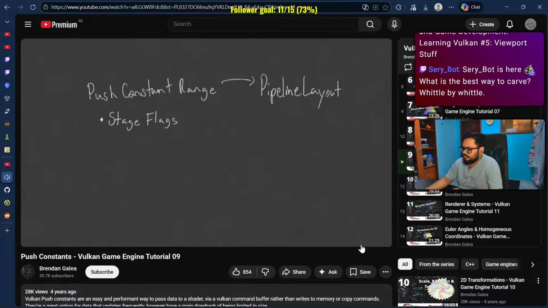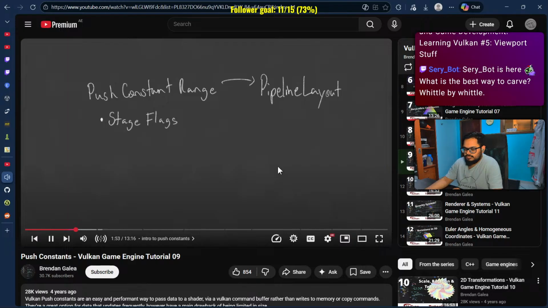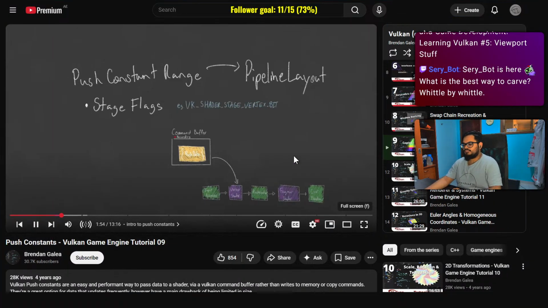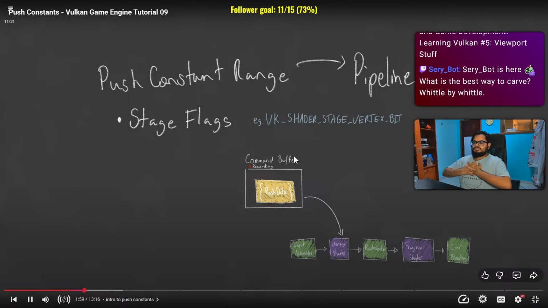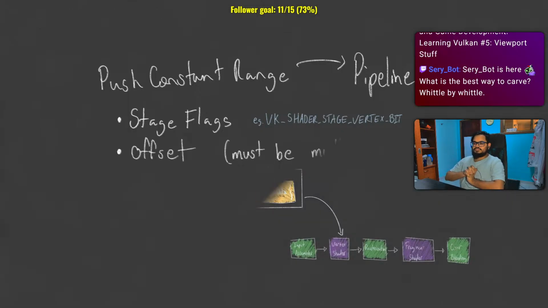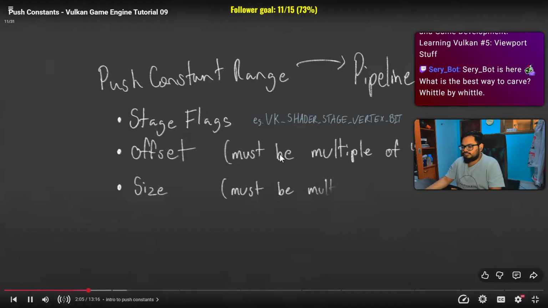Shader stages will have access to this push constant range. For example, if I wanted this push constant range to be accessible only by the vertex shader, then I'd just use the VK_SHADER_STAGE_VERTEX_BIT. The offset and size fields are the start offset and size in bytes consumed by the range.